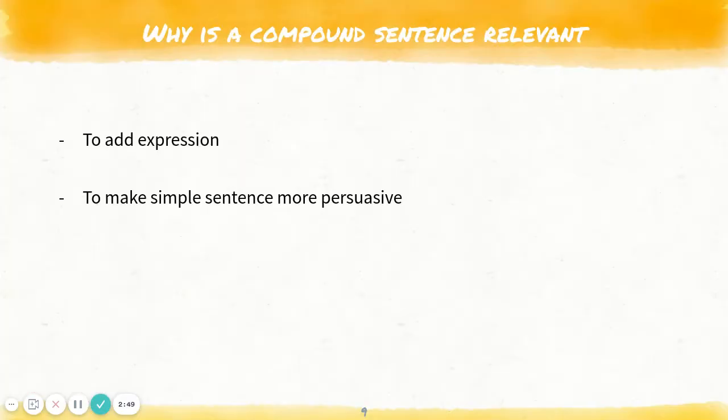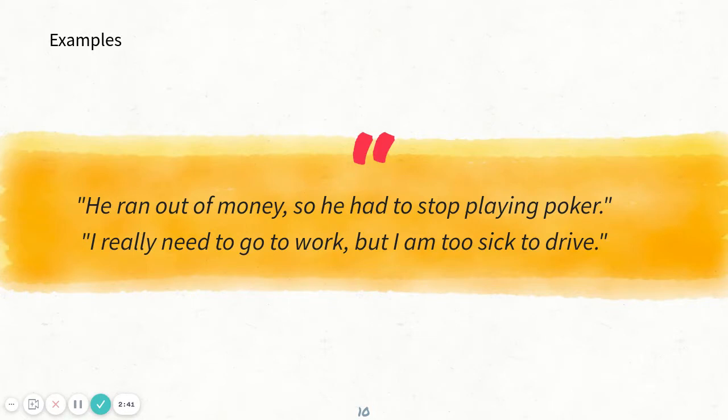Why is a compound sentence relevant? It adds expression and makes a simple sentence more persuasive. Here are two examples of a compound sentence. He ran out of money, so he had to stop playing poker. And, I really need to go to work, but I'm too sick to drive.